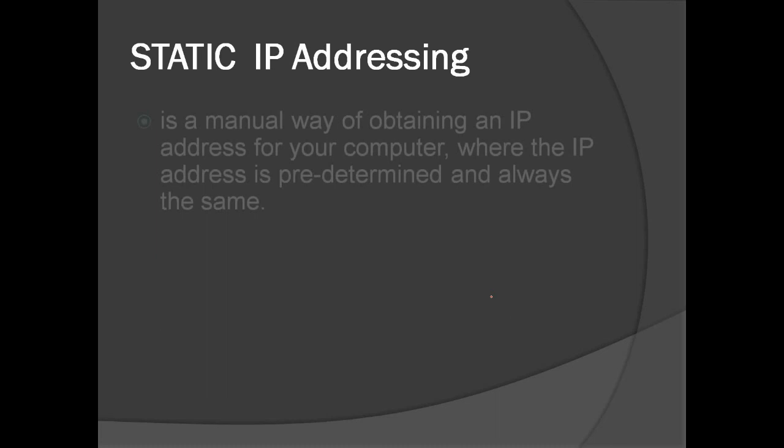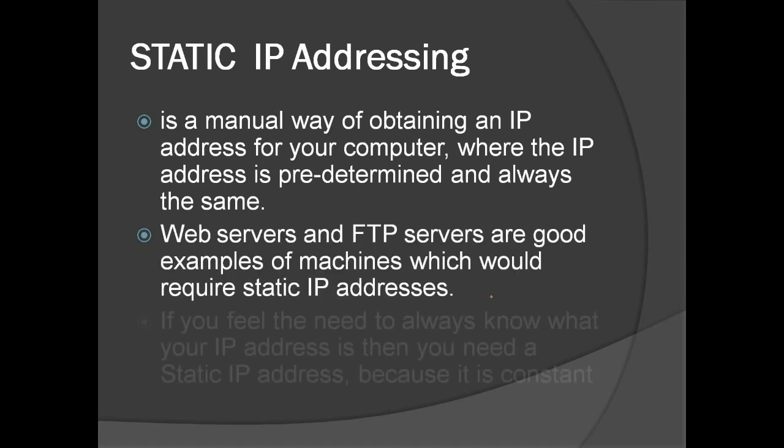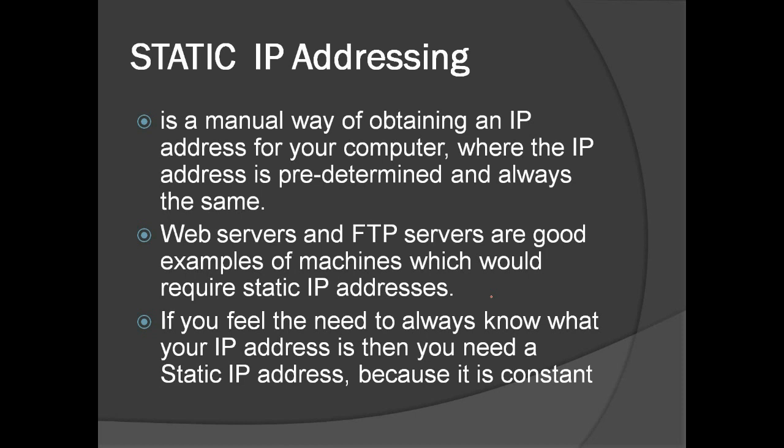Okay, the static IP addressing is a manual way of obtaining an IP address for your computer where the IP address is predetermined and always the same. So you manually configure the IP address of devices or computers on the network. Web servers and FTP servers are good examples of machines which would require static IP addresses. So if you feel the need to always know what your IP address is, then you need a static IP address because it is constant.